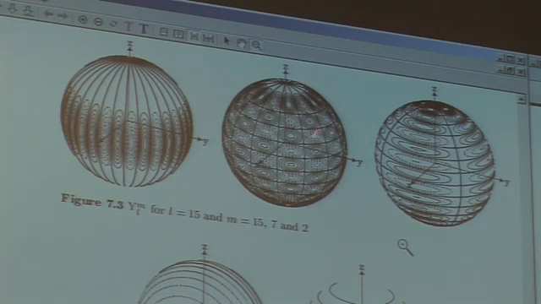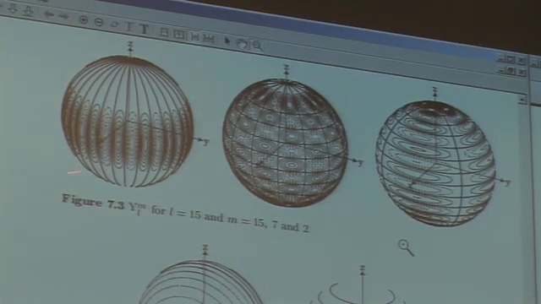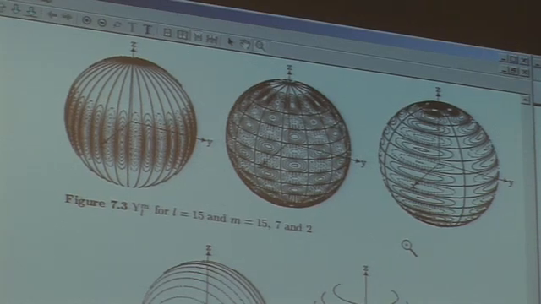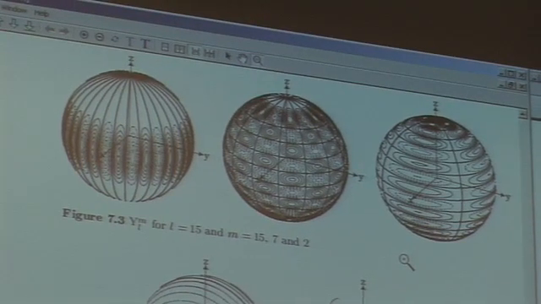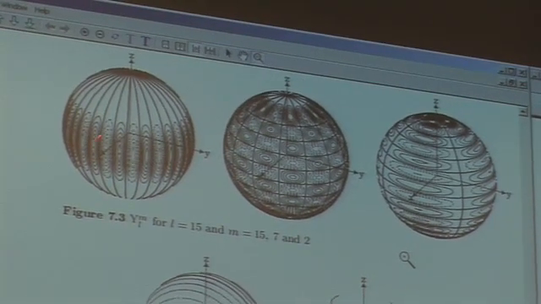This is for some intermediate one, m equals 7, and this is for m equals 2. So what's the physical interpretation of these? Y_LM is a function on the sphere, right? It assigns a complex number to each point on the sphere. So the real part is a real number on the sphere, and what's being plotted here are contours of constant value of this real number on the sphere.